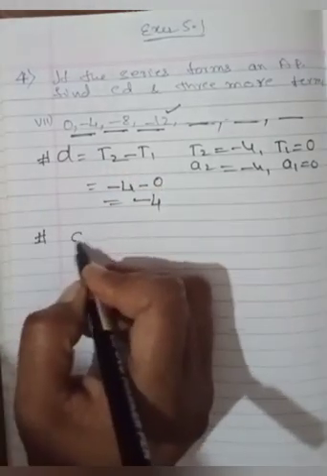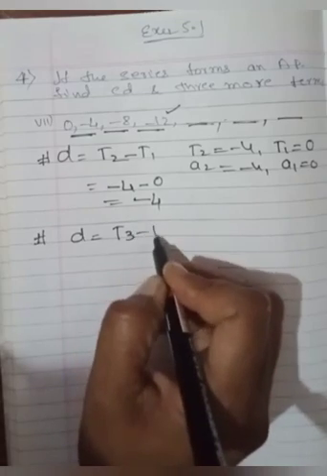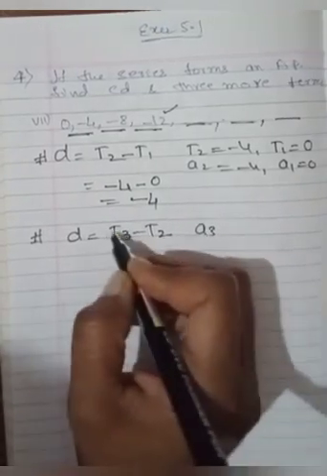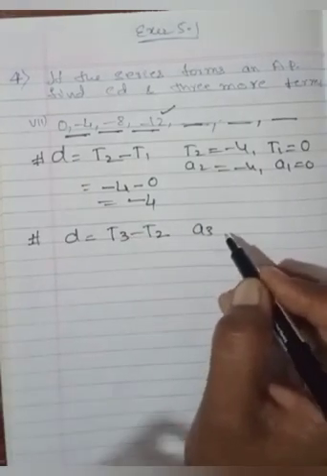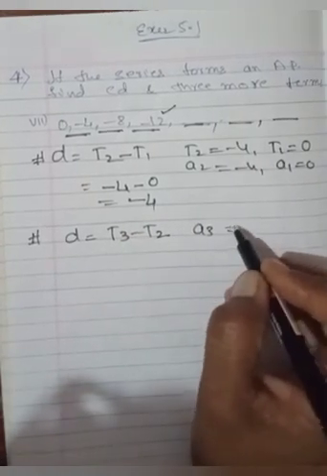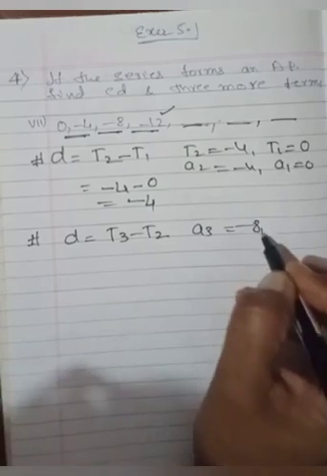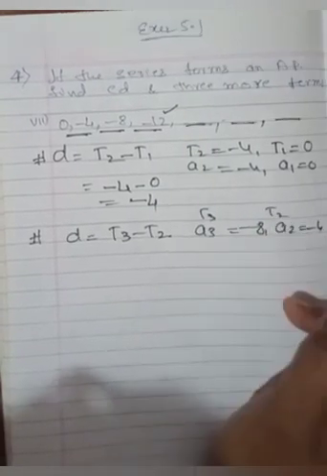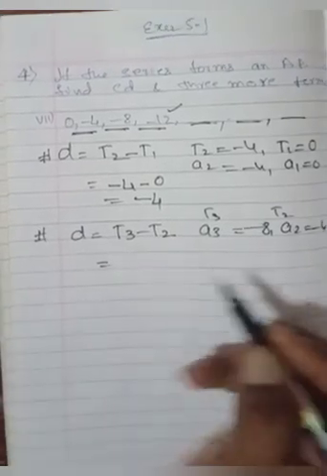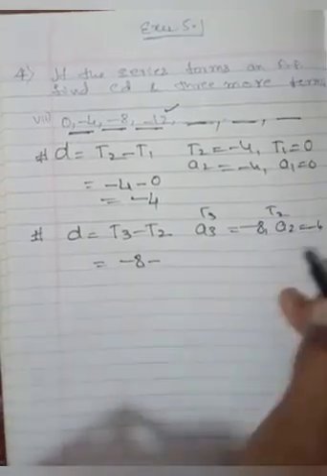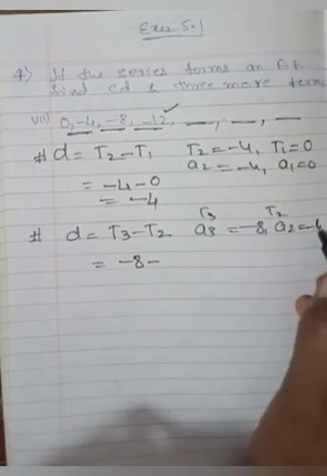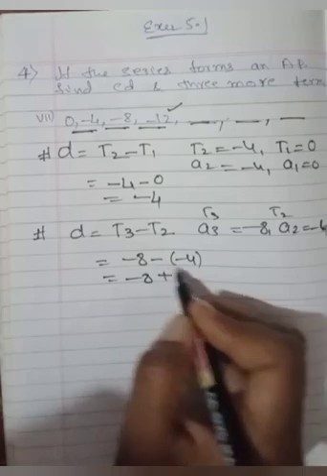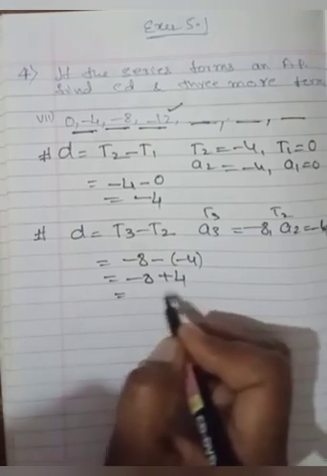The second difference is between the third term and the second term. What is the third term? You can refer to it as A3 or T3 according to your convenience. A3 is minus 8 and A2 is minus 4. I can say T3 and T2, according to your convenience, as I told you. So this is minus 8 minus the second term, which is minus 4. Minus of minus 4 becomes plus 4. Minus 8 plus 4 is minus 4.